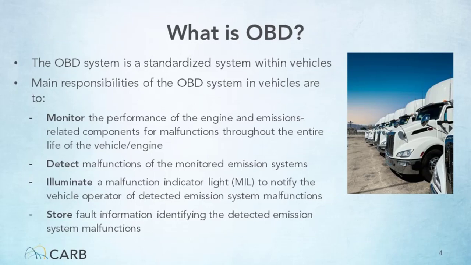So, what is an OBD system? The OBD system is a standardized system in vehicles whose main function is to monitor the performance of the vehicle's engine and emissions-related components and detect malfunctions in them. Upon detecting an emissions-related malfunction in the vehicle, the OBD system illuminates a malfunction indicator light, or MIL, to notify the vehicle operator of the detected malfunction. The OBD system also stores information about the detected emissions-related malfunctions. This information is useful to technicians to properly diagnose and repair the malfunctioning components.